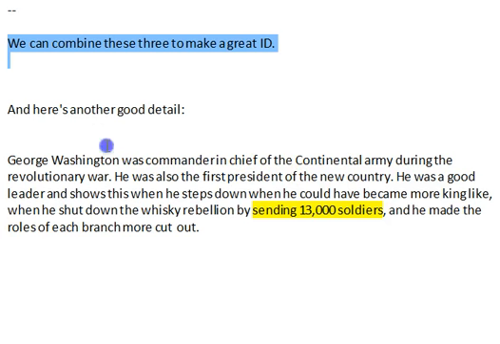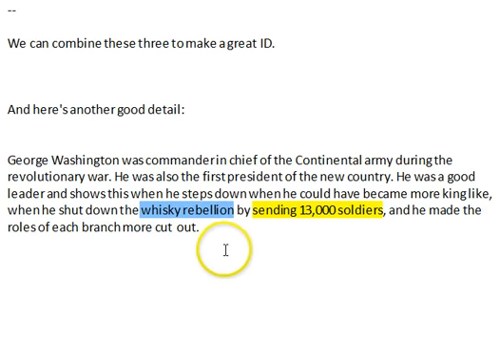So George Washington was Commander-in-Chief of the Continental Army during the Revolutionary War, good. He was also the first president, good. He was a good leader and shows this when he steps down, when he could have become more king-like. That's one way he shows he's a good leader, when he shut down the Whiskey Rebellion by sending 13,000 soldiers. And I don't understand this last point here, made the roles of each branch more cut out. I think that refers to some of the early precedents he set. But again, the problem here is it's not defining what the Whiskey Rebellion is, and it's missing the Neutrality Proclamation.